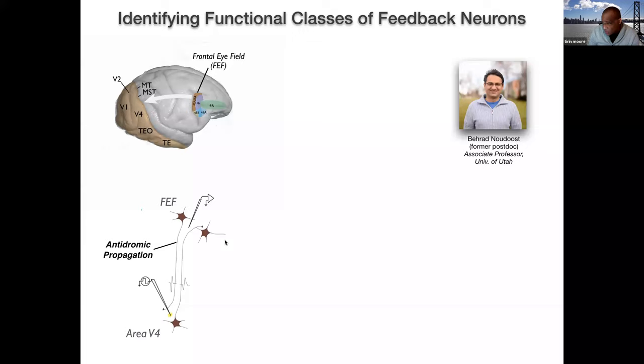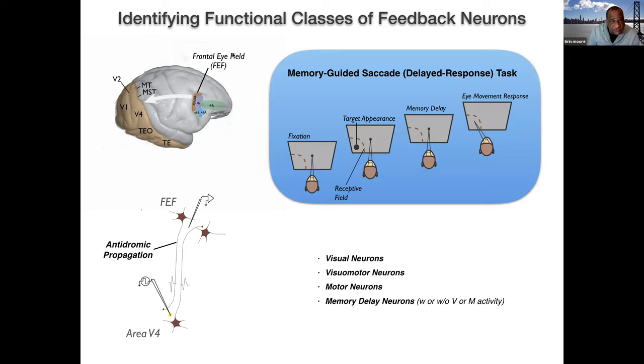The point here was that neurons in the frontal eye field exhibit a broad range of functional properties. In fact, they span the visual to motor spectrum. There are neurons that have purely visual responses, neurons that have purely motor responses, and most neurons are somewhere in between. Other neurons have this memory delay activity. The standard way of demonstrating those functional properties is to train animals on a delayed response task or memory-guided saccade task that temporally dissociates different components in the behavior.